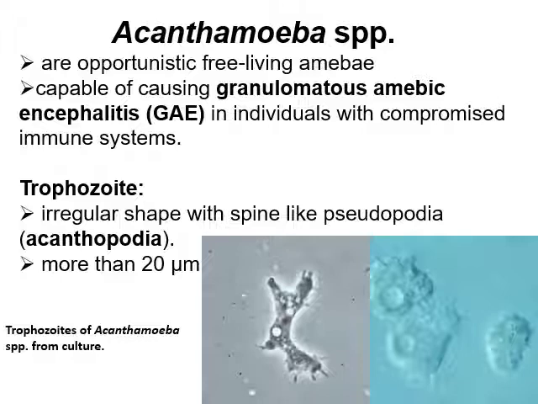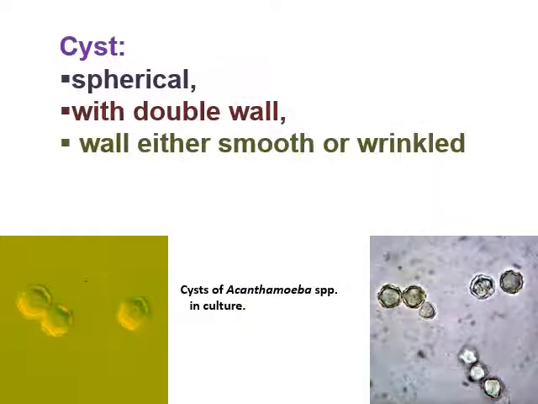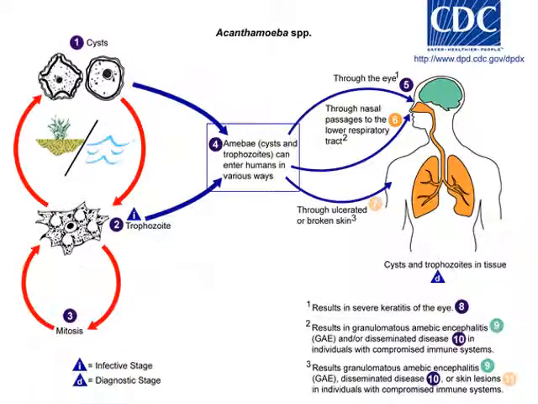This picture indicates the Acanthamoeba trophozoite in culture. The cyst stage is spherical with a double wall, the wall either smooth or wrinkled, as we see in this picture. The life cycle of Acanthamoeba species can be completed in the external environment. We have two forms: the trophozoite reproduces under favorable conditions by binary fission, and under unfavorable conditions transforms to the cyst stage. If introduced to the human, it can cause disease.